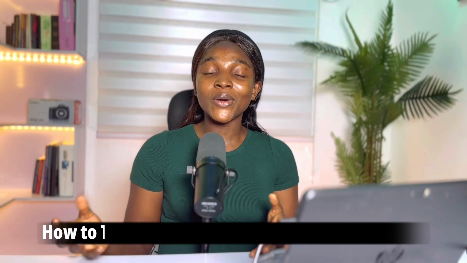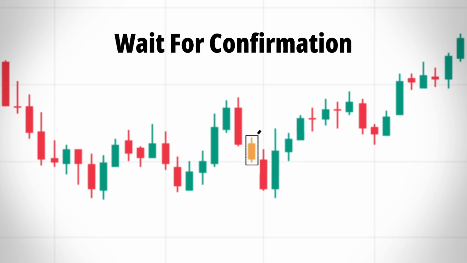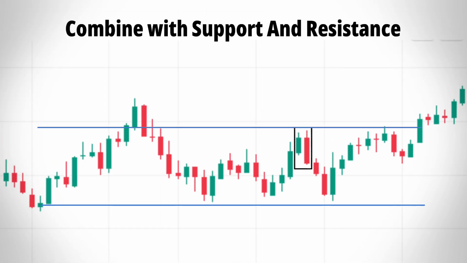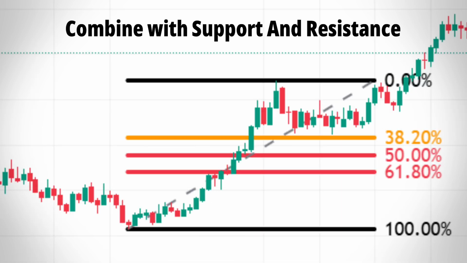Now let's go ahead to discuss how to trade a bearish engulfing pattern. First, you want to wait for confirmation. Do not trade solely on the appearance of a bearish engulfing pattern. You want to wait for the next candlestick to confirm the bearish reversal. A strong bearish close after the pattern strengthens the signal. Secondly, you want to combine this pattern with support and resistance. A bearish engulfing pattern is more powerful when it forms near a key resistance level. You can also use trend lines, moving averages, or Fibonacci levels to confirm potential reversal zones.